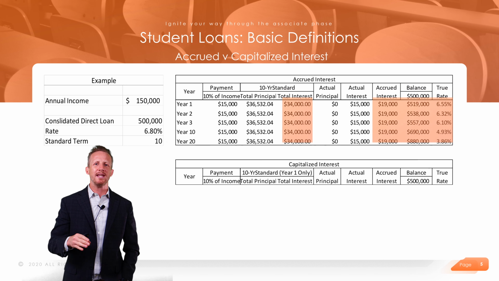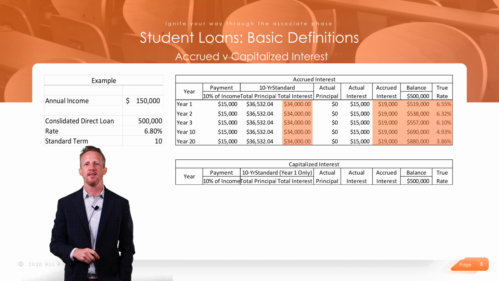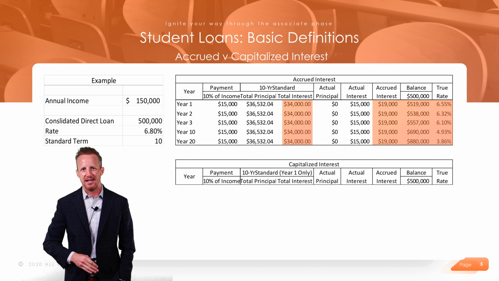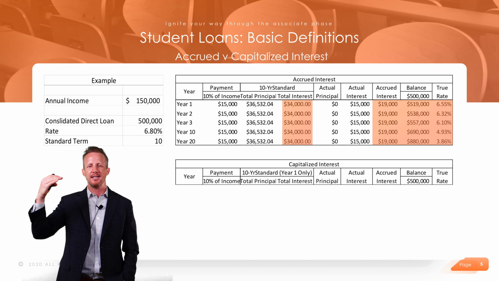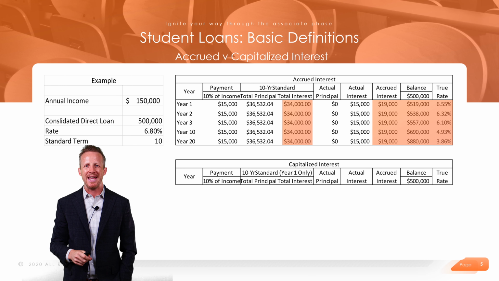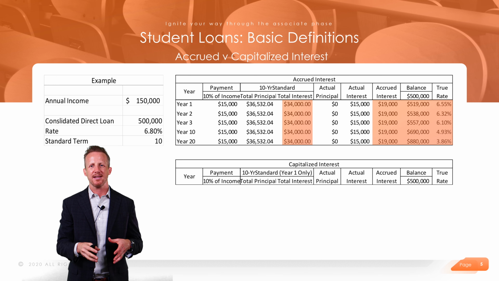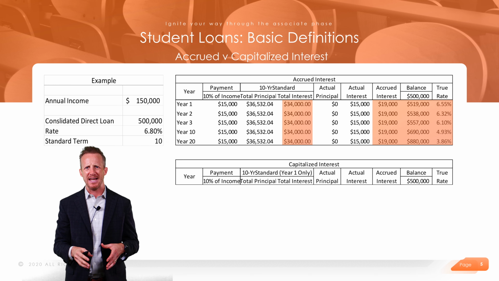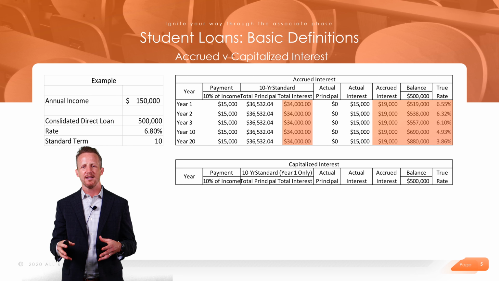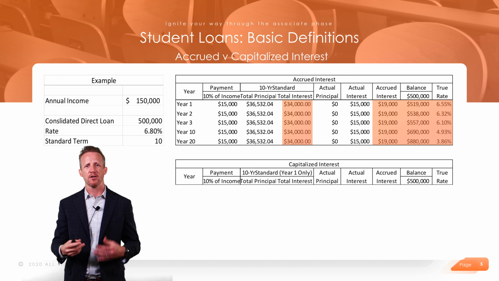Skip forward to 20 years, and on that 20th year, your balance has now gone up to $880,000 because you've been tacking on $19,000 every year. But look at your rate. It's at 3.86%. Why? Because your interest was calculated using a balance of 20 years ago at $500,000 instead of $880,000. So your rate effectively goes down every year under a standard accrued interest.